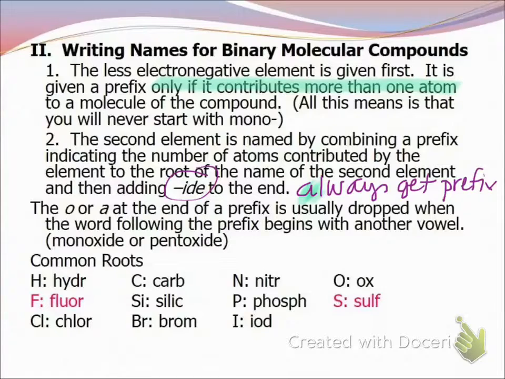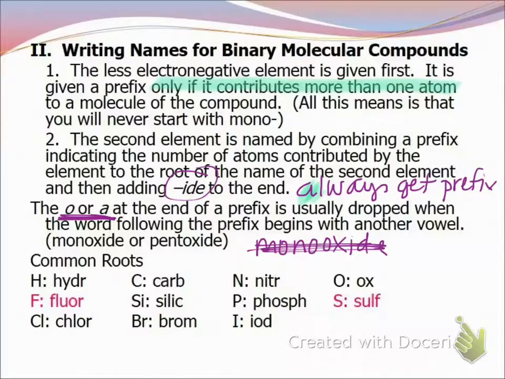Okay? If we have something that ends in an A or an O at the end of the prefix, we usually drop that. So an example of that would be monoxide and pentoxide. We wouldn't write mono and then oxide because it looks funny. So we would drop that O and call it monoxide. Okay? Here are some common root words that you're going to change things to. So if you have hydrogen, you would call it hydride. If you had fluorine, you would call it fluoride. Nitrogen would be nitride. So this is just kind of to help you out with that.